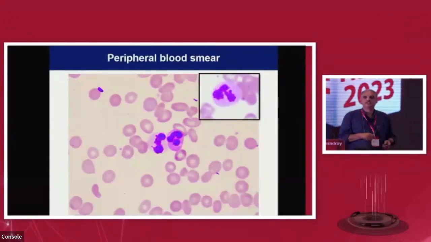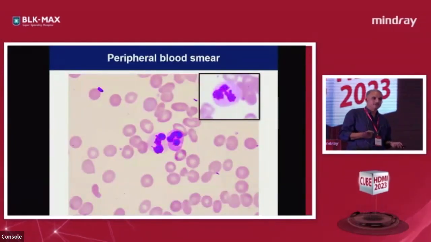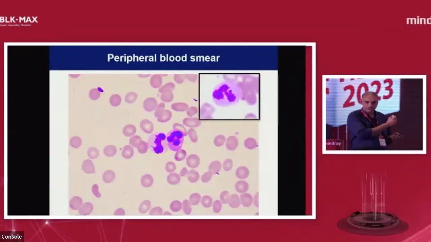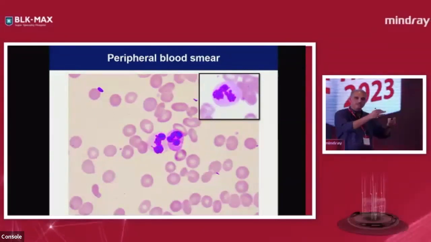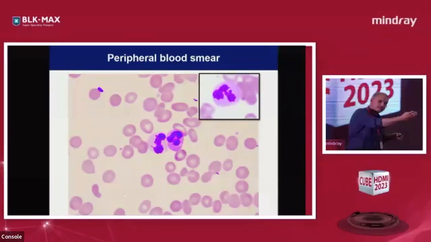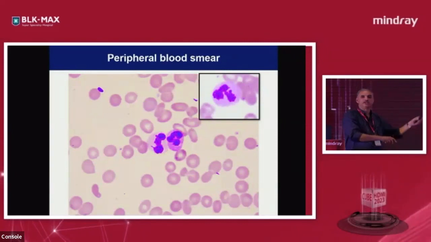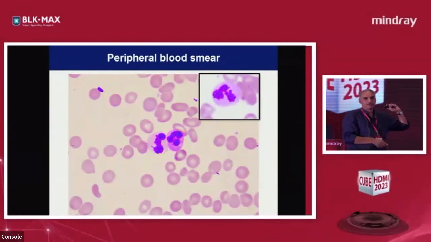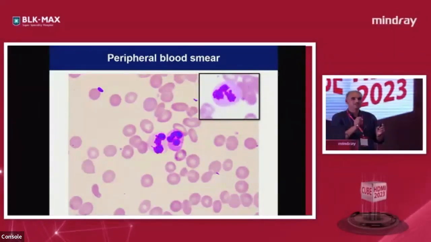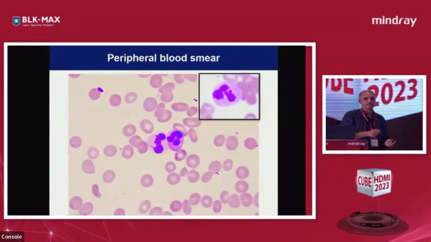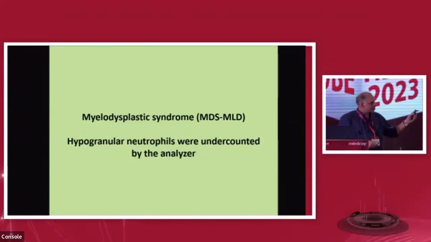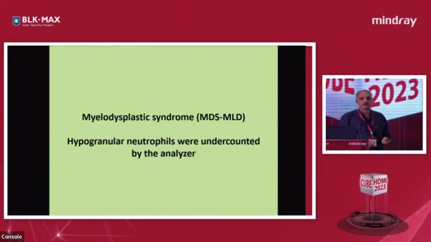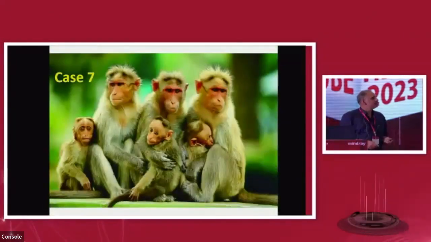Peripheral smear showed dysplastic neutrophils. There you can see pseudo-Pelger-Huet forms, nuclear sticks, very hypogranular. So the machine did not pick up the MPO positivity, so did not throw all the neutrophils there, underreporting the neutrophils, but I got my diagnosis. So the discrepancy may be a diagnosis many times in our instruments. We need to understand that. So that was MDS, multilineage dysplasia. Hypogranular neutrophils were being undercounted by the analyzer. Case 7.